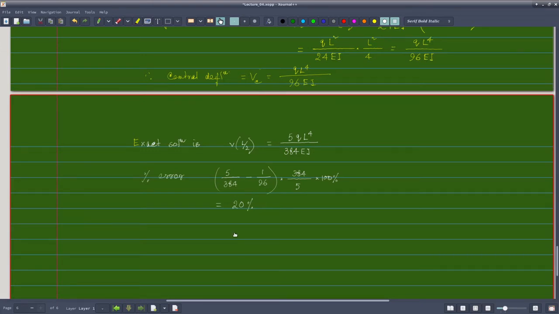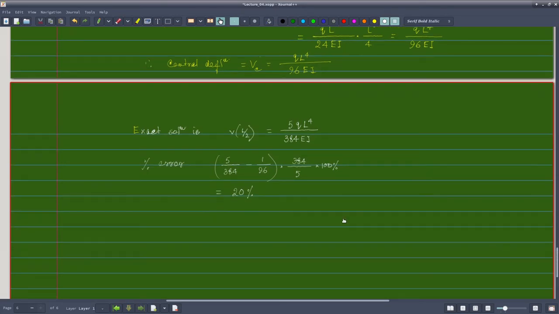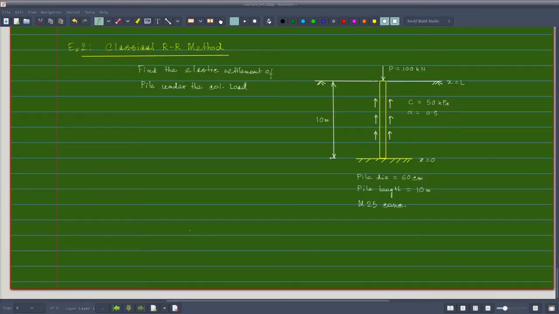Okay, so this is how we can apply the classical Rayleigh-Ritz method to solve simple problems. Okay, let us take our next example.